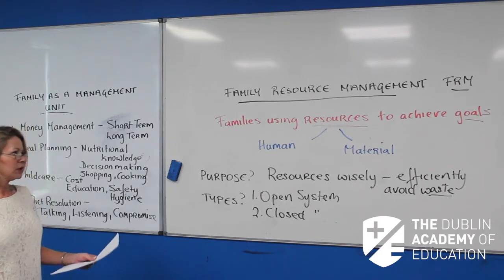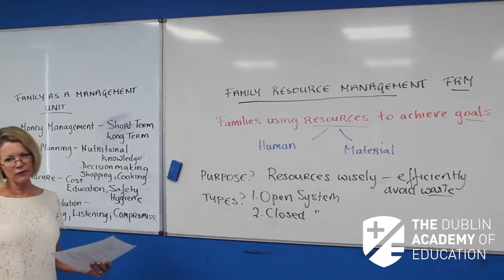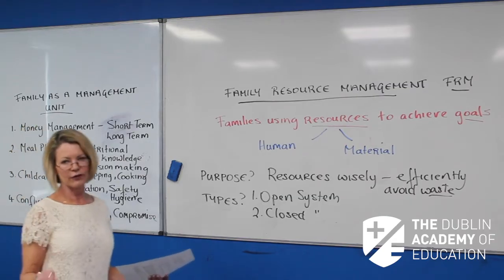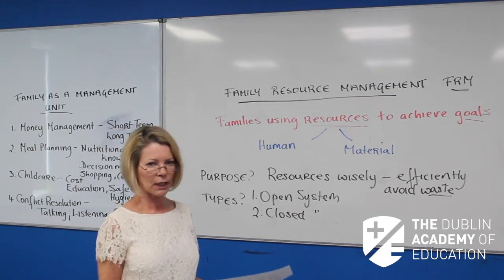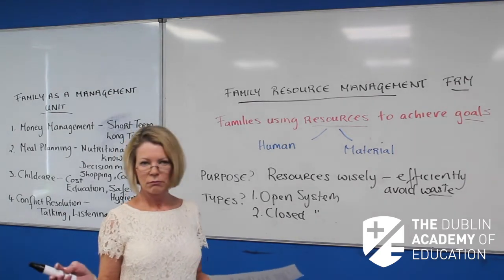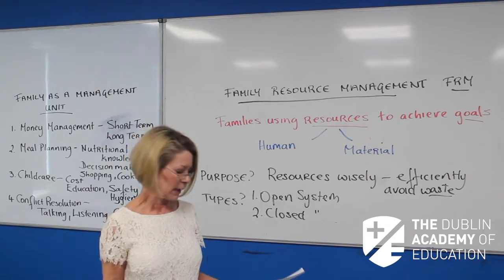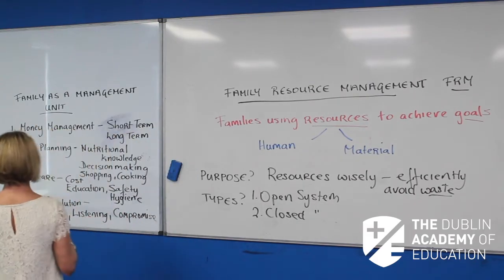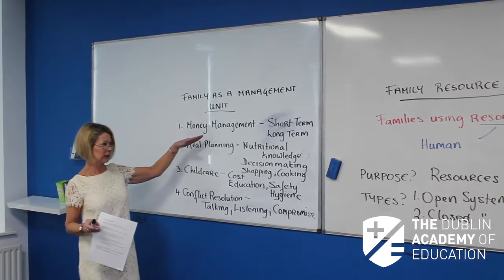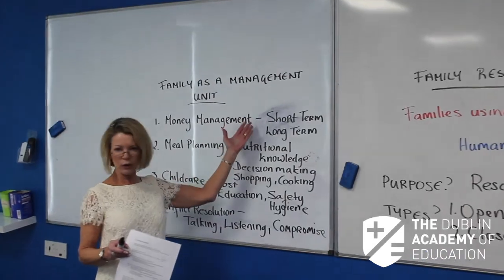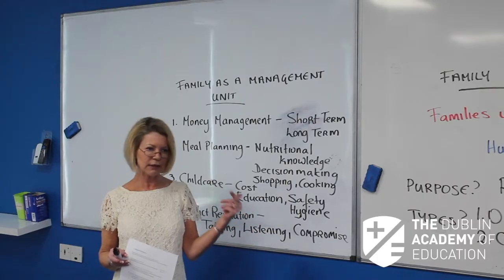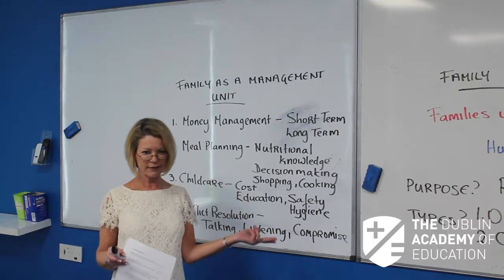So why do we use family resource management? We use it to try and make day-to-day family activities efficient, be that food shopping, be it organising the family home, be it meal planning, shopping, etc. So I've given you some examples here of the family as a management unit. We use it to manage our money. So we use it for short-term money management, things like paying our utility bills, our food shopping, our transport.